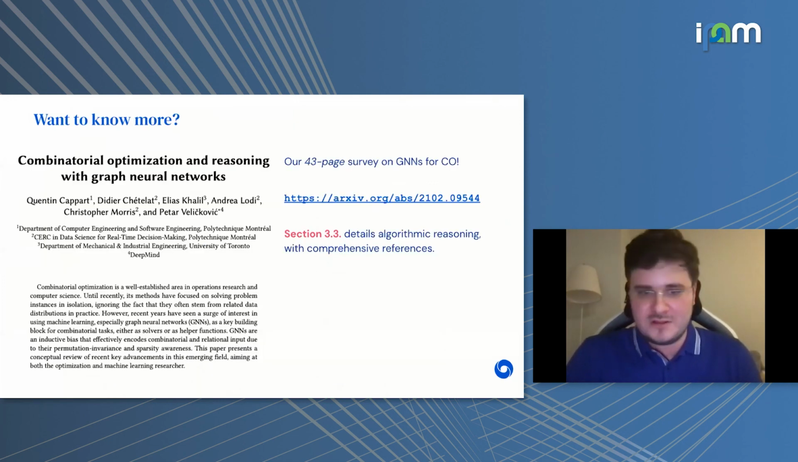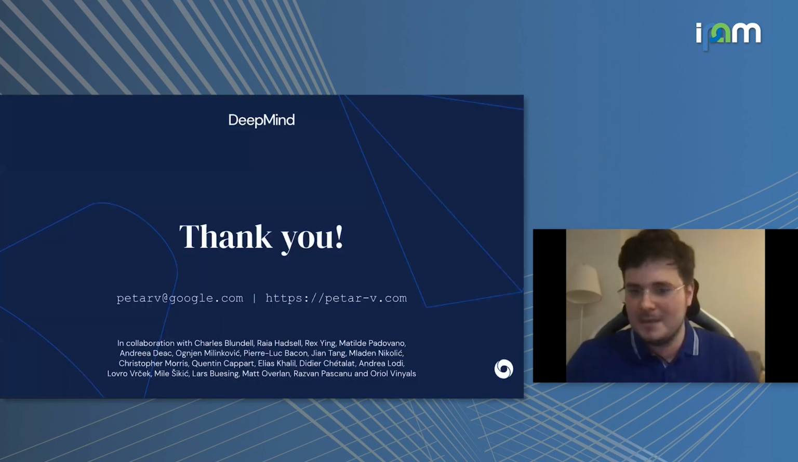And if you want to know more about this, there's obviously a lot more details that I did not have the time to cover here. We've recently put out a 43-page survey on graph neural nets for combinatorial optimization. And in particular, section 3.3 details this algorithmic reasoning blueprint and some comprehensive references in the area. If you're interested in neural nets, especially graph nets for combinatorial tasks, I would highly recommend to check out parts of this paper.